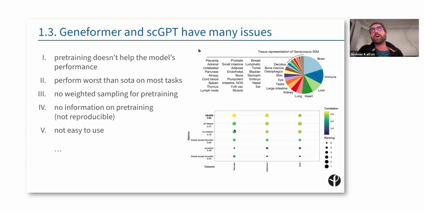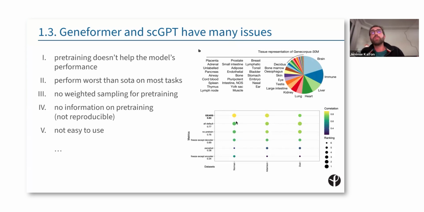So this is all good and well, but maybe you've heard of this as well, there have been a few preprints for now that have criticized these models. And I will add also some of my own criticism. One of the notions is that in some contexts, pre-training doesn't help the model's performance at all. Meaning, if you fine-tune the model from random weights, or if you fine-tune it from a pre-trained model, you won't really change your performance in some tasks. Here it's for predicting perturbations, for example.